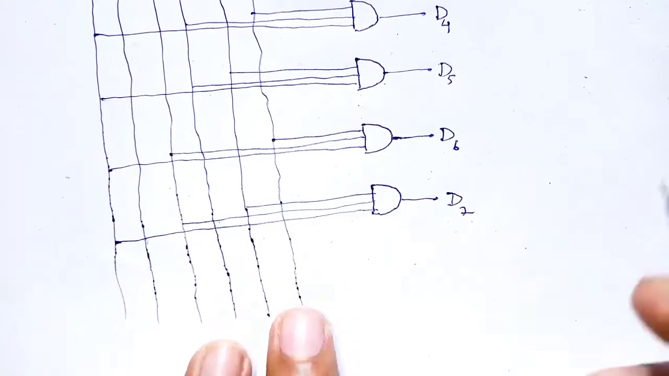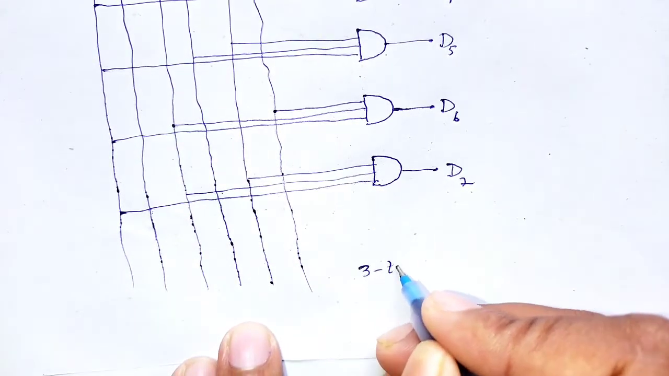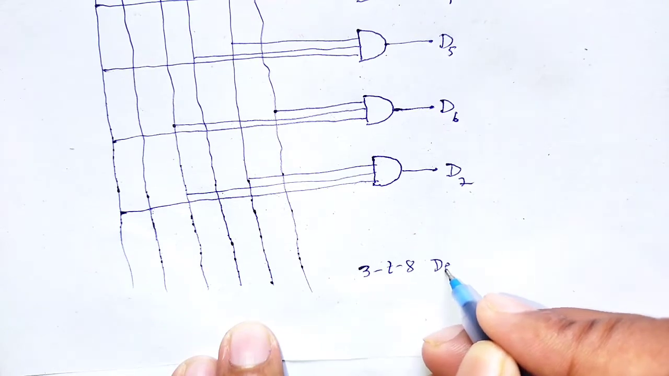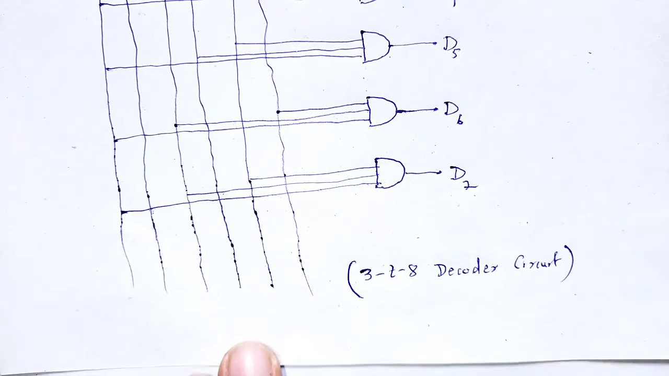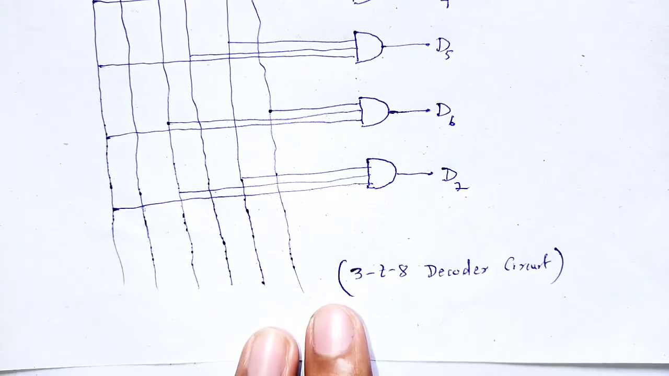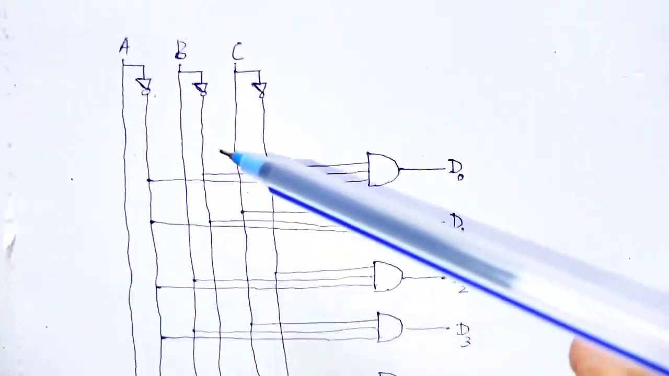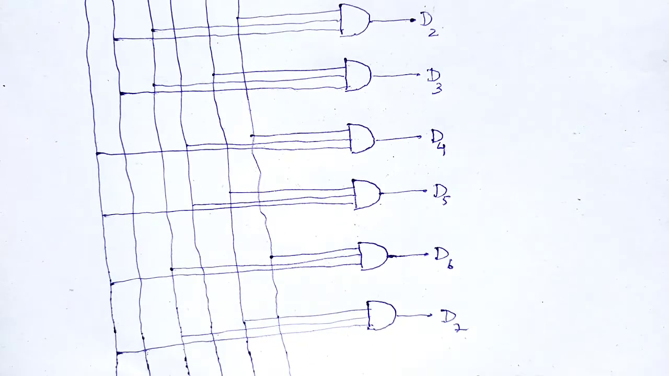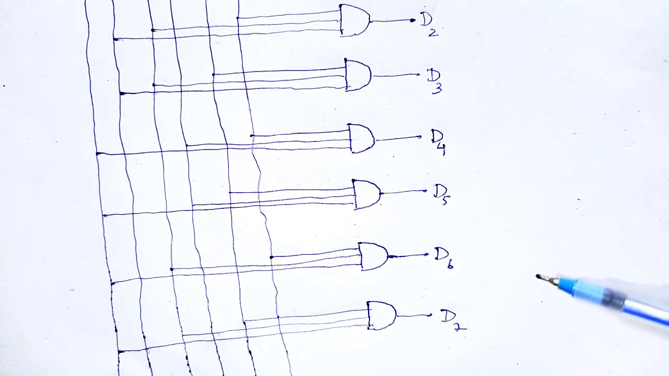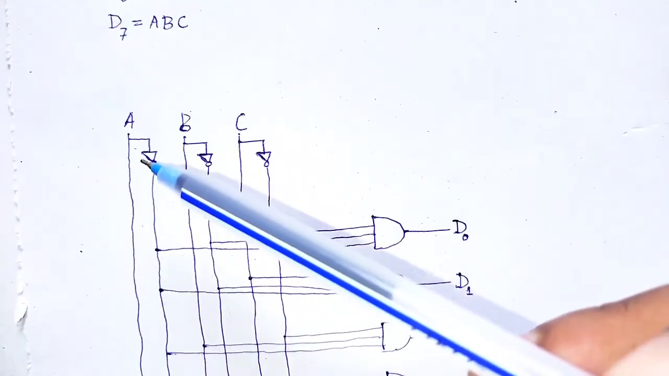This one is a 3 to 8 decoder circuit. Look at that decoder circuit carefully. The circuit is very similar to that of the logic circuit for a 1 to 8 demultiplexer. But in case of a demultiplexer, there will be an input line, which is missing here.